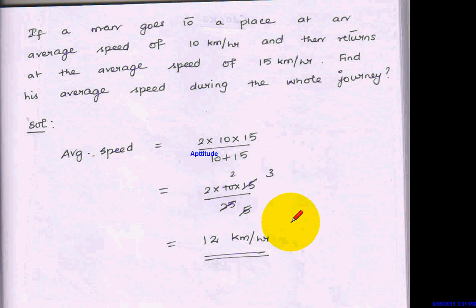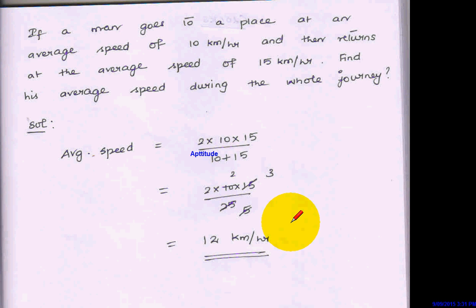So, that 30 kilometers is the distance between P and R. Yes. The next question is, if a man goes to a place at an average speed of 10 km per hour and then returns at an average speed of 15 km per hour, find his average speed during the whole journey. Say, for example, if he travels from his residence to his office, while going he travels at one speed, that is 10 km per hour, whereas while returning he travels at a higher speed, say 15 km per hour. So, we are about to calculate the average speed.